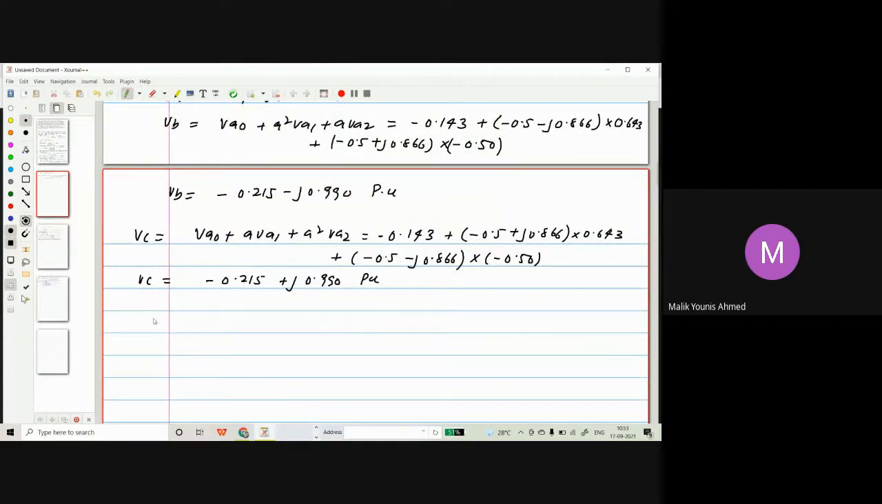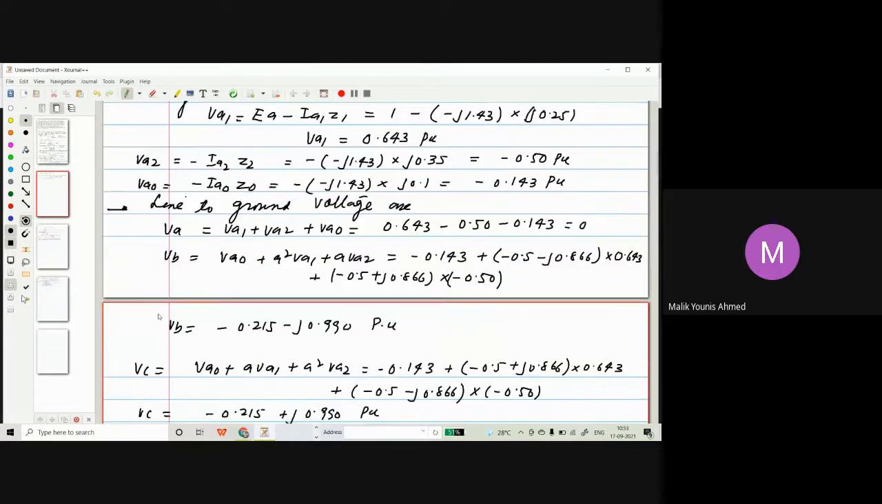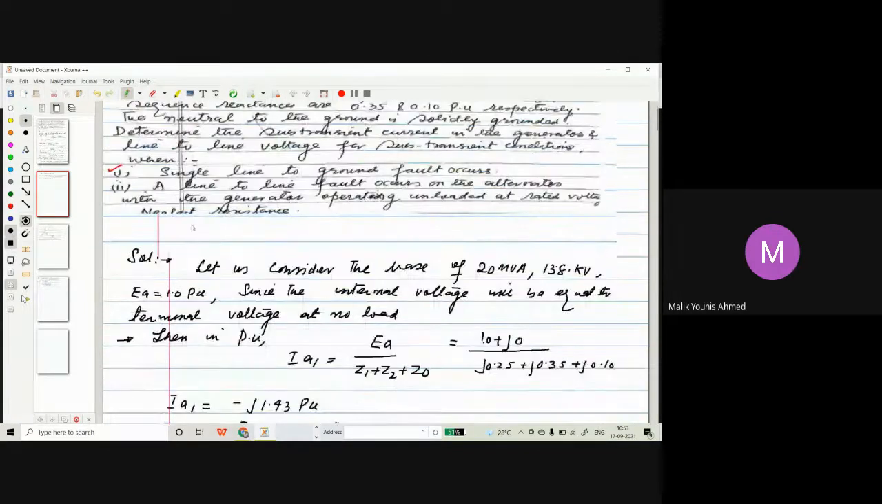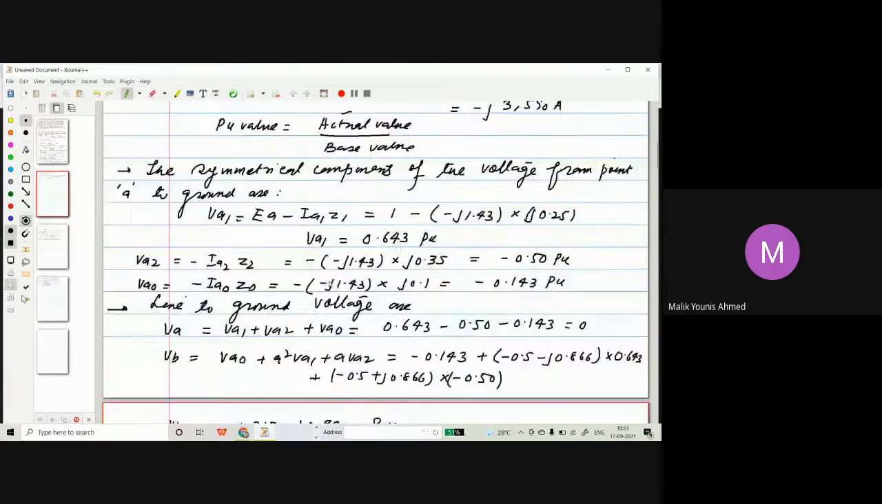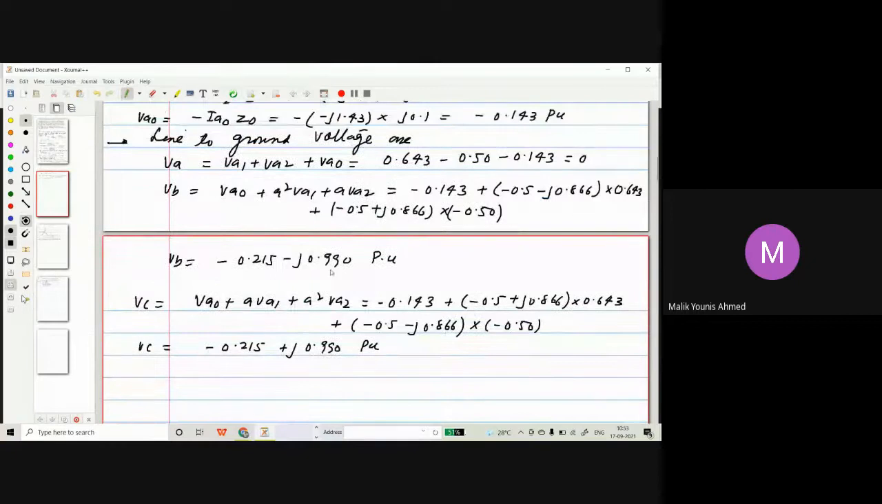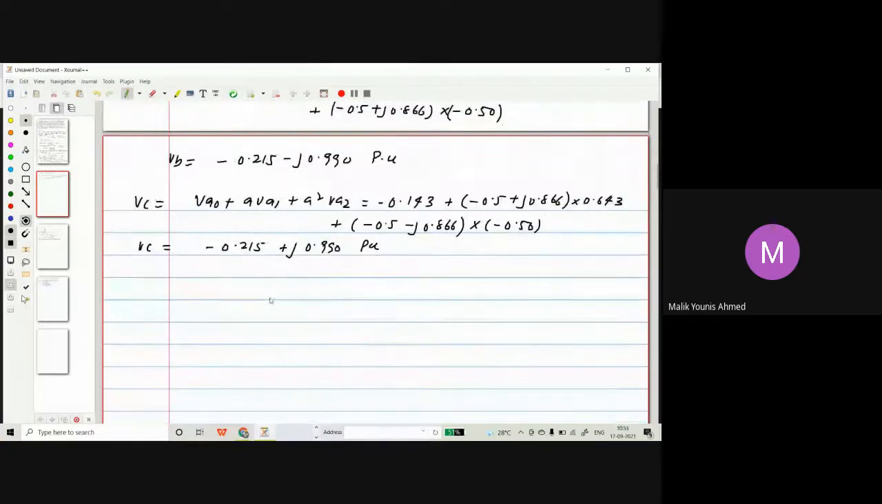Okay, next, we have been asked to find the line to line voltages for the subtransient condition. Until now we have been in the phase domain. These are line to ground voltages, that is, phase voltages. Now let's find the line to line voltages.